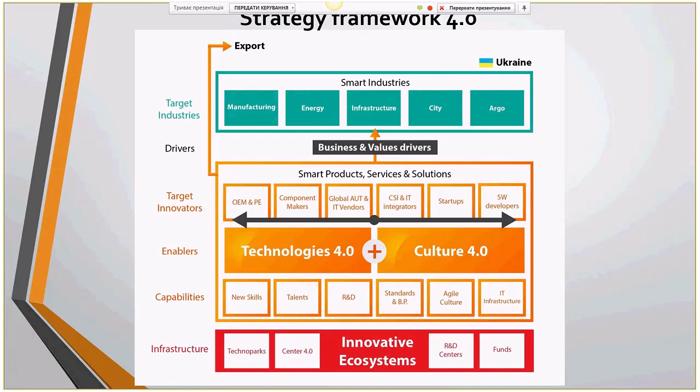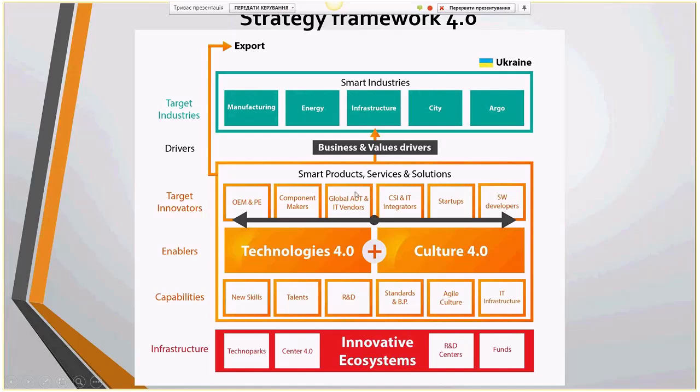And there is a practical question, how do we apply all this technology to real life. We use several frameworks or models, we can say, which explain how this technology goes to the market. At the opposite of this picture, you see the target industry. Typically, we find such industry in every country, like manufacturing, energy, utilities, infrastructure, city, agro, and so on. So we say that they are smart industry if somebody provides them smart products, services, and solutions. And typically you find several categories of providers of such solutions, like machine builders and process engineering companies, component makers, global automation IT vendors, control system integrators and IT integrators, startups, software developers. All of them are members of the ecosystem of Industry 4.0.